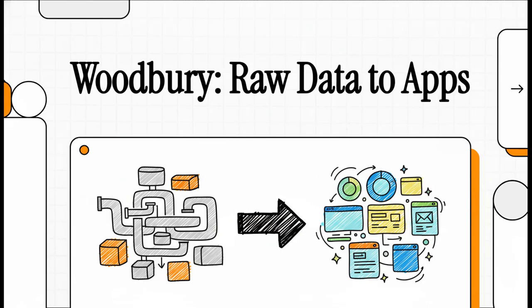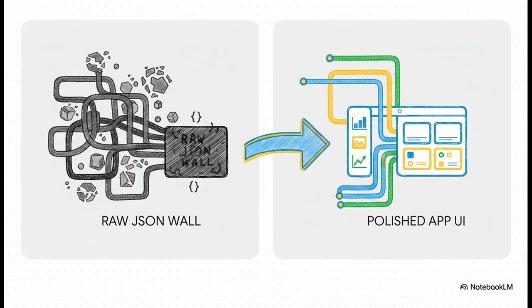All right, let's talk about the latest Woodbury update because they've rolled out something that totally changes the game. We're talking about a feature that takes that messy, raw data from your pipelines and turns it into a polished, interactive application, pretty much automatically. So today, we're going to dig in and see how this bit of magic actually works under the hood. Okay, so let's get right into it.